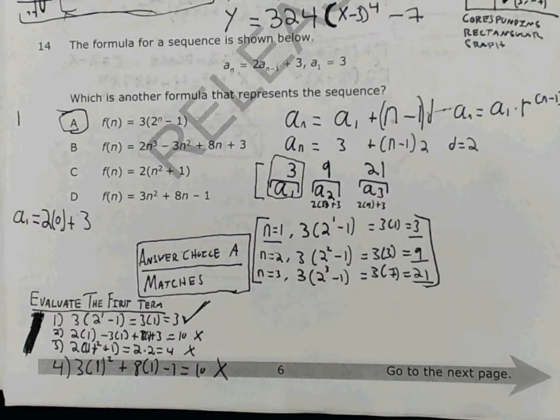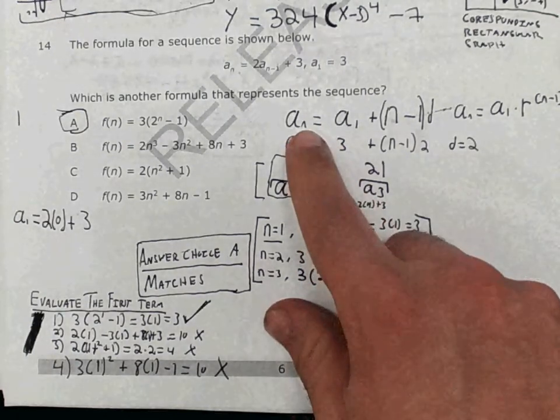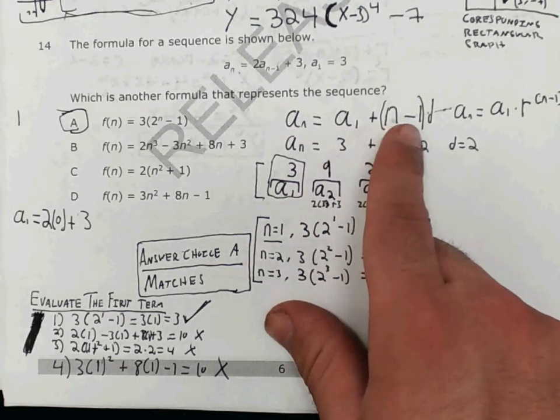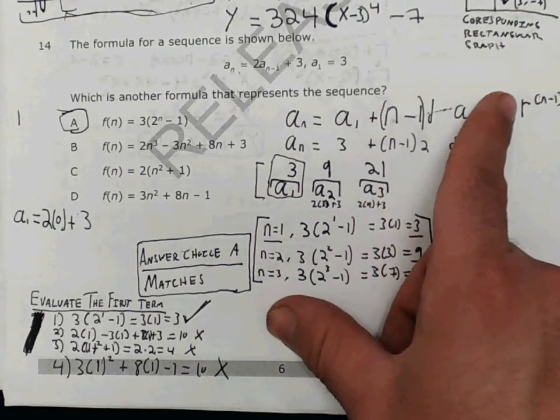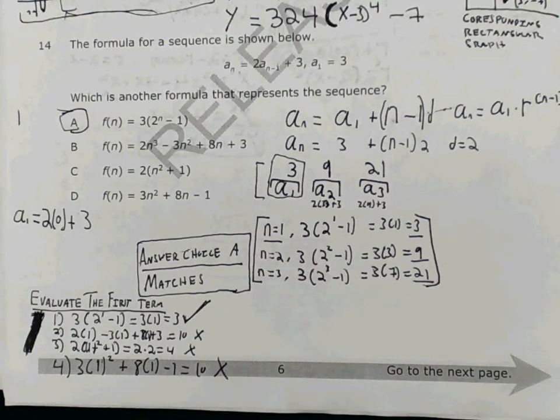So we can't use our standard converting from recursive to explicit form. So we're going to have to actually intuitively write things out and understand what a sequence is. So a_n is equal to a_1 plus (n minus 1)d. a_n is equal to a_1 times r to the n minus 1. That's arithmetic, that's geometric, but that's all not going to work here.